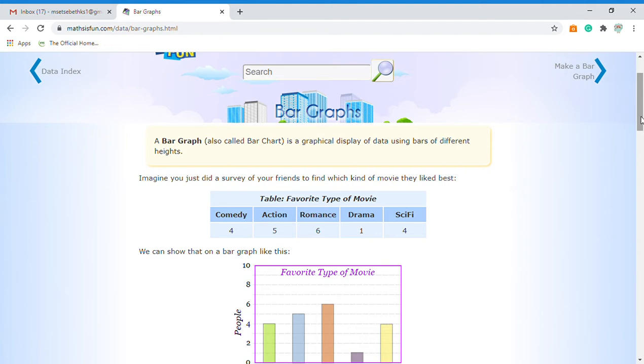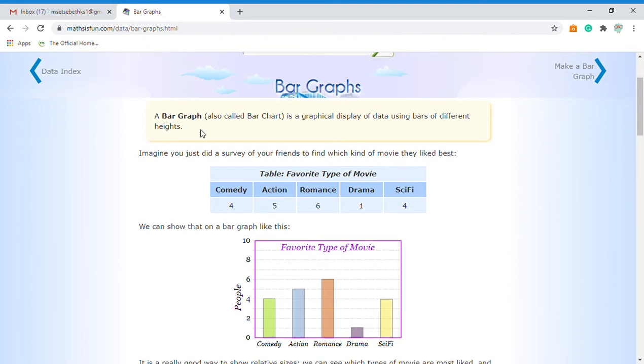Our new topic, what would we call it? Yeah, the topic that we are going to be doing in maths is data handling. That means talking about bar graphs, picture graphs, tally charts, all the ways that we can use to visually represent data. Data is information. So here they show a bar graph is also called a bar chart, and it is a graphical display of data using bars of different heights.